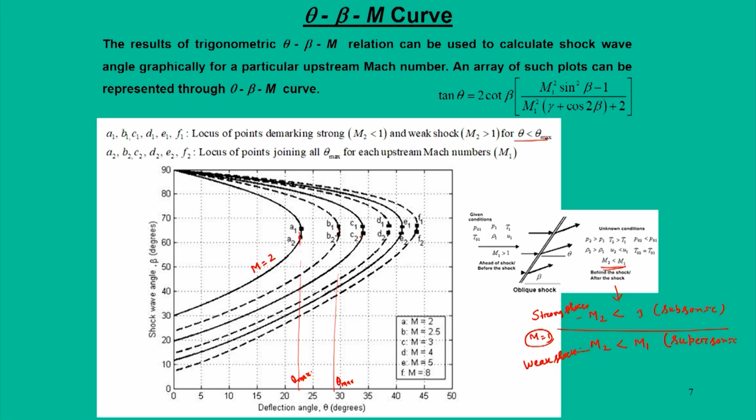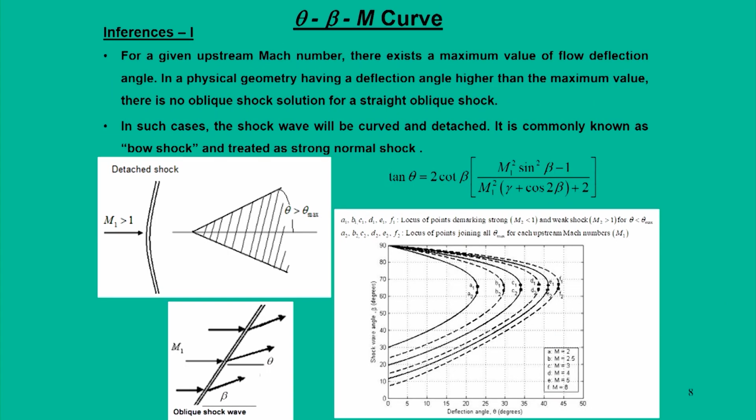Now, let us find out the important physical significance of these situations. We call this inference number 1. The first conclusion we get from the curve is that for a given Mach number there exists a maximum possible flow deflection angle, and in a physical geometry having a deflection angle higher than the maximum value, there is no oblique shock solution for a straight oblique shock.